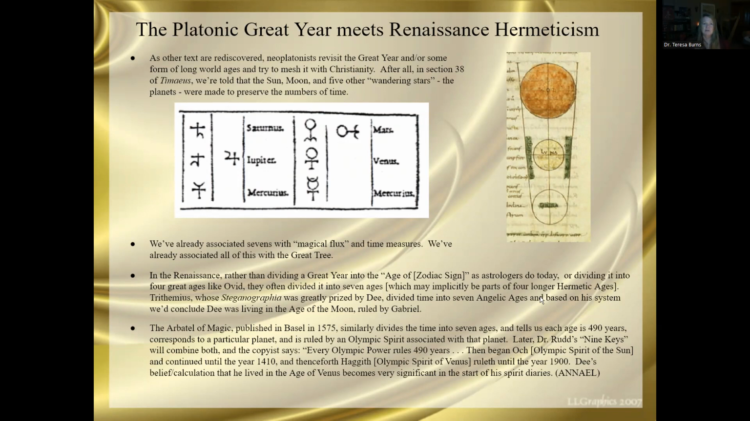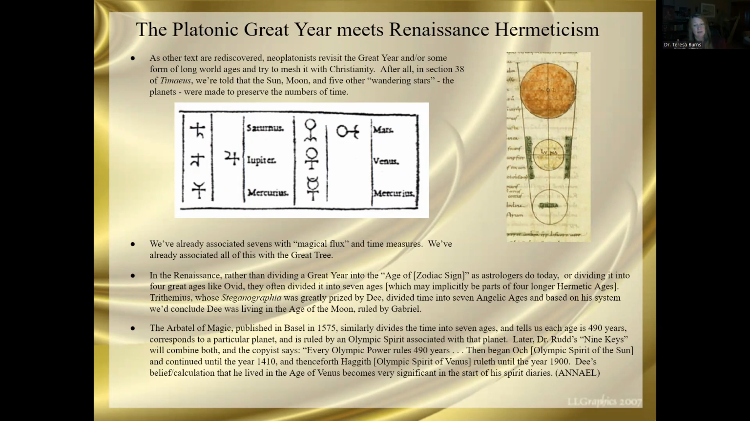And those of you who are ceremonial magicians or scholars of ceremonial magic probably know the Arbatel of Magic. It was out 11 years after Dee's Monas Hieroglyphica, so I'm not saying it's a source. But just to give an example, it divides time also into 7 ages. And you learn there that each age is 490 years. Each age corresponds to a particular planet. Each age is ruled by an Olympic spirit that is associated with the planet. Then you'll get that refined by Dr. Rudd and his 9 keys. And so the copyist, who is probably Peter Smart, says every Olympic power rules 490 years.